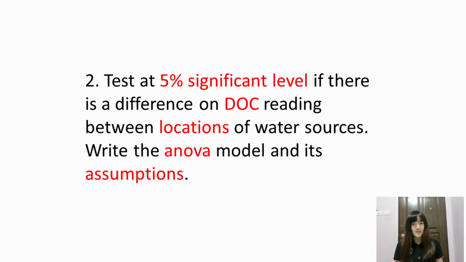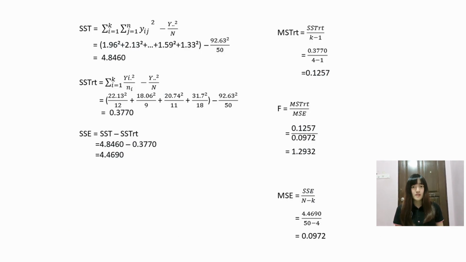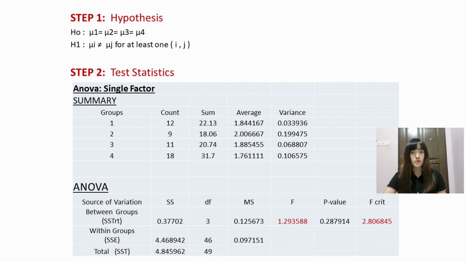Hi, I'm Winnie. Now I want to discuss question 2. First of all, we need to categorize a table with the DOC readings and the locations of water sources. Now we can start to test the relationship between the DOC readings and the locations. For the first step, we need to do a hypothesis.